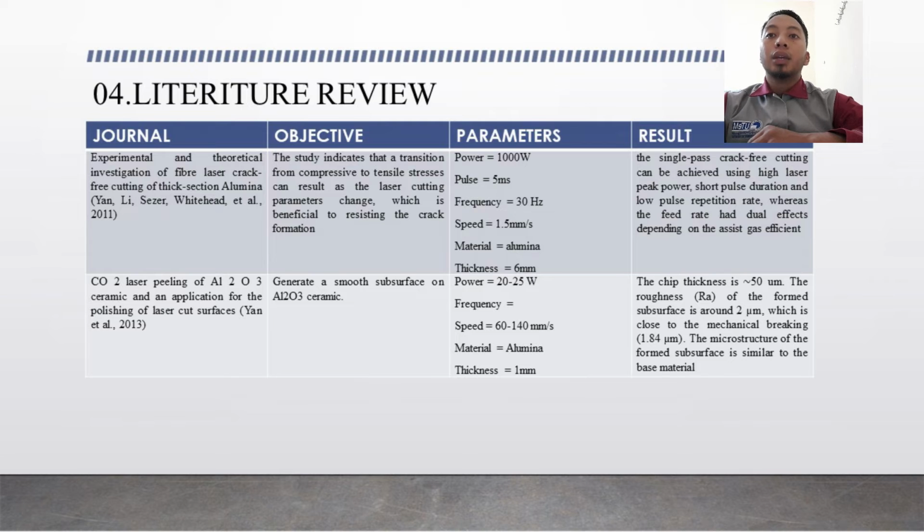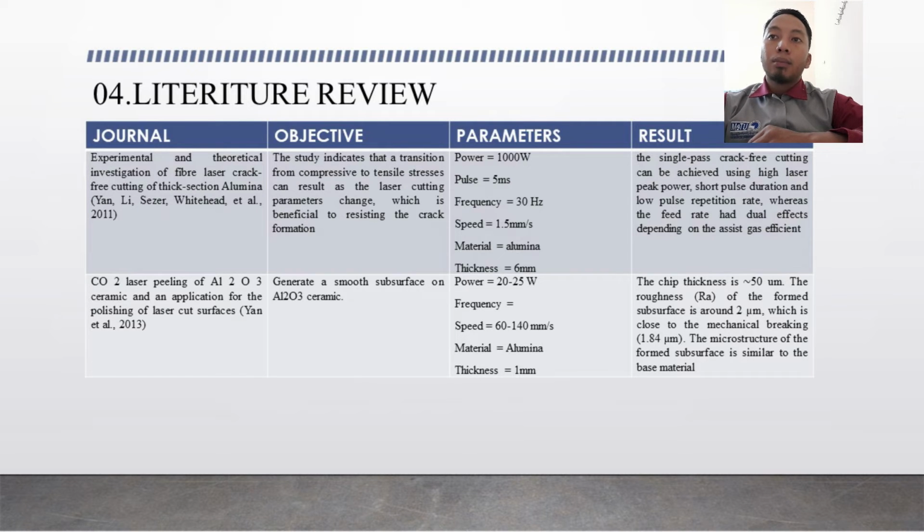The parameters used are power 1000 watt, pulse width 5 ms, frequency 13 Hz, speed 1.5 mm per second, and the material used is alumina with 6 mm thickness. The result is that single pass crack-free cutting can be achieved using high laser peak power, short pulse duration, and low pulse repetition rate, whereas the feed rate has a dual effect depending on the assist gas emission.